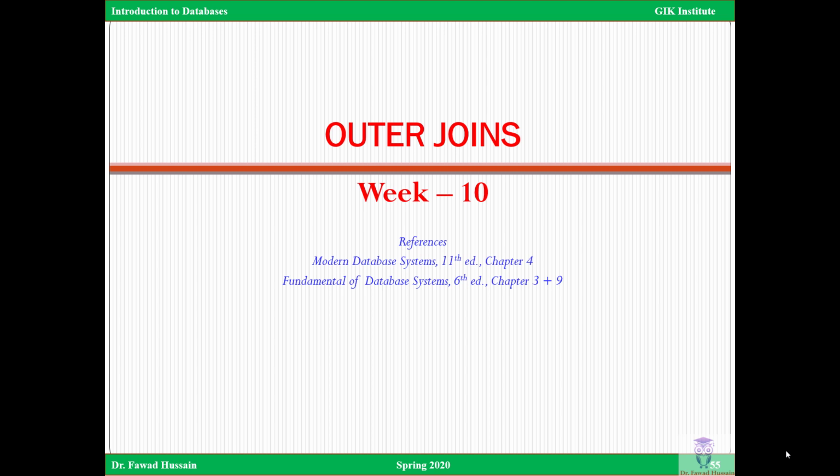So in this lecture we are going to discuss outer joins. If you remember, in the last lecture we discussed the inner joins, particularly three types of inner joins: the theta join, the equijoin, and the natural join.